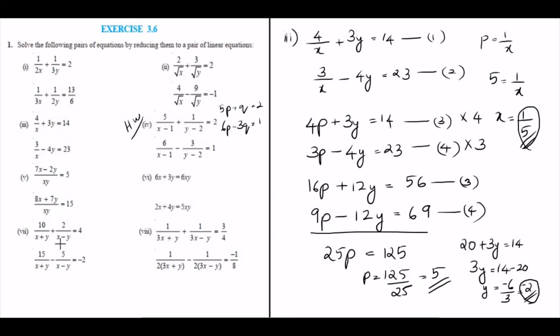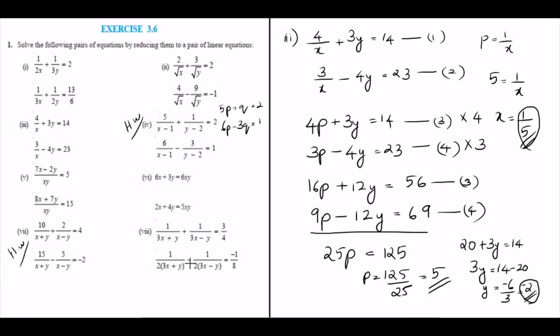y. In similar way, for the seventh question also, you can take 1 by x plus y as p and 1 by x minus y as q, because 1 by x plus y and 1 by x minus y is coming in both the equations, and after reducing them to a pair of linear equations with p and q as the variables, you can use any of the methods and find out the solution. So all these are similar questions.